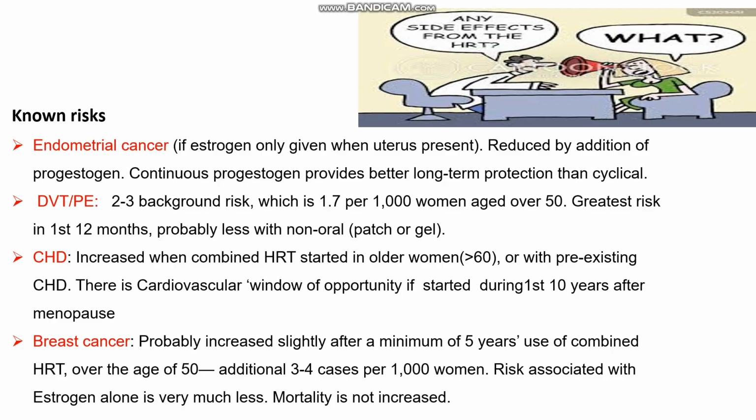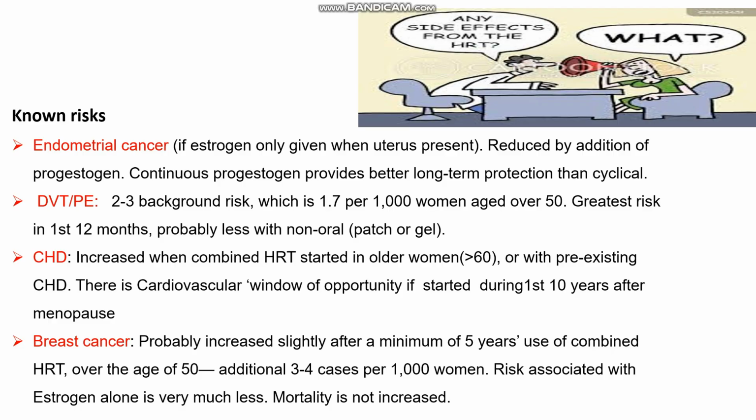DVT and pulmonary thromboembolism: there is a 2 to 3% background risk, which is 1.5 per thousand women over age 50. The greatest risk is in the first 12 months of treatment, and probably less than with oral. Non-oral means that if the preparations are given in the form of patch, gel, or vaginal cream, the chances of developing DVT are very low.